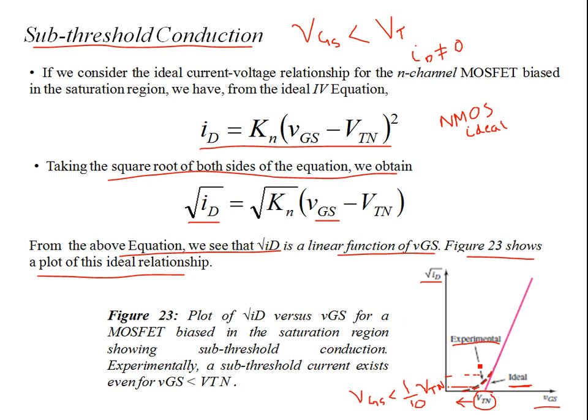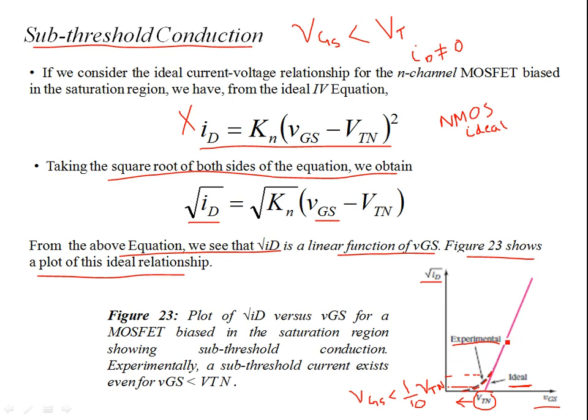Because if you are going to consider this, then this function is not defining. This is an ideal function. This function is not defining the ID and VGS characteristics below VTN. Below VTN it becomes an imaginary number. This relationship is not defining what is going on here.